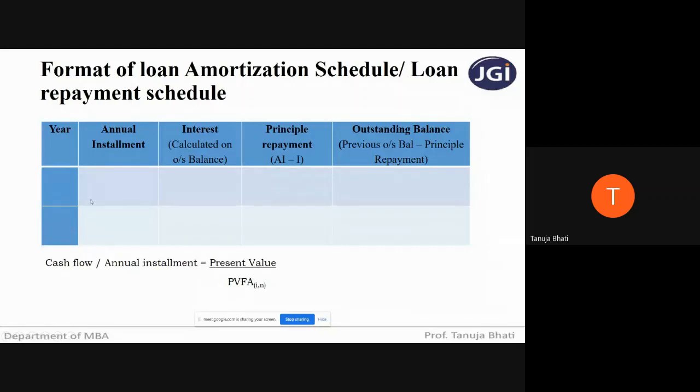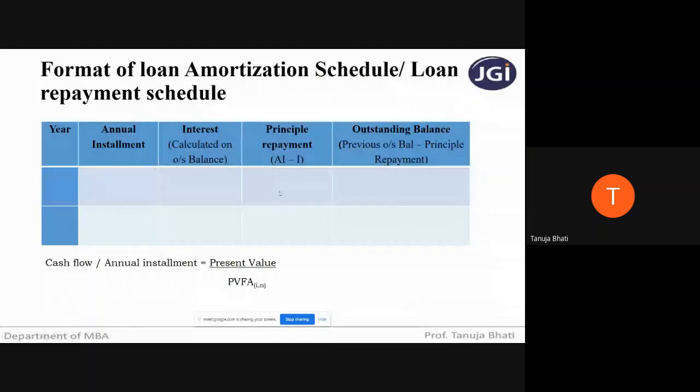It is obviously going to be zero, students. Zero. Outstanding, very good. So the outstanding balance at the end of the loan period has to be zero. When you are solving the problem, if your answer at the end of the loan period is not zero, that means something is wrong in your calculation.